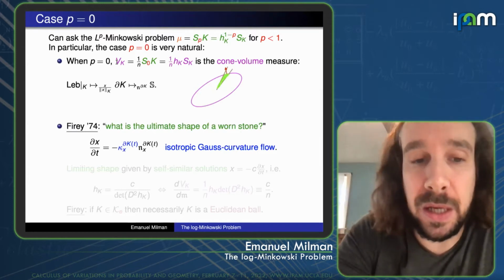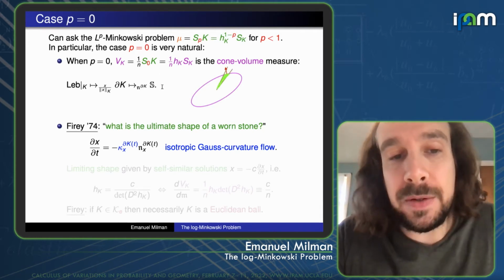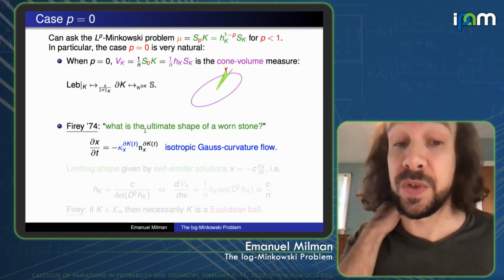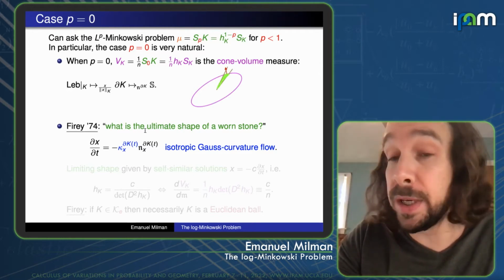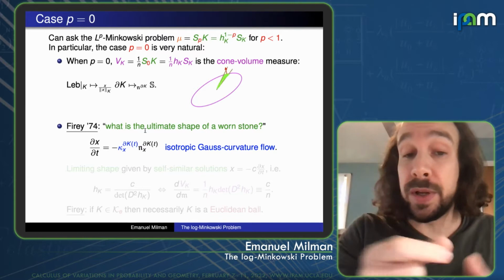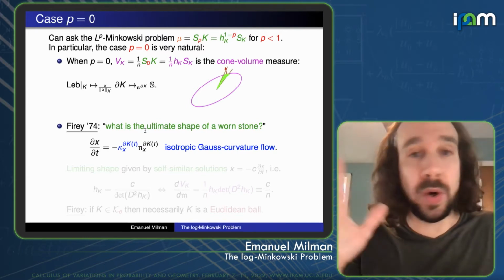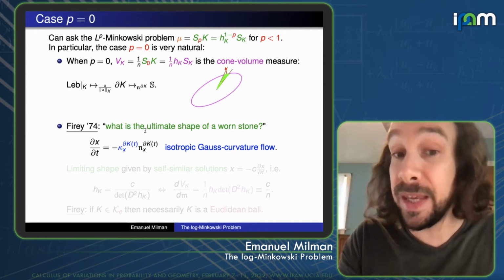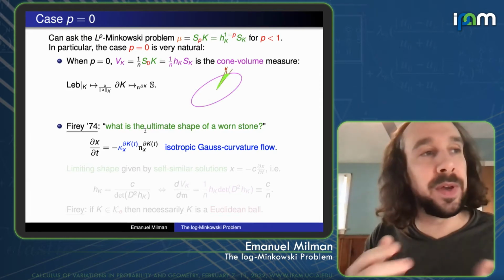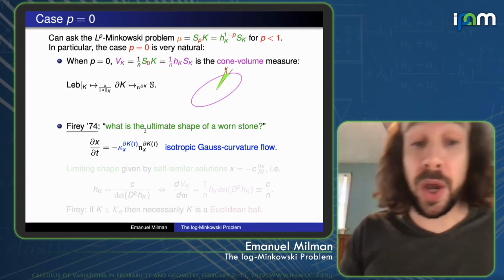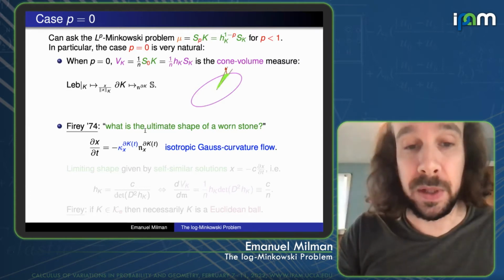Another reason is another work of Firey from the 70s, who asked, what is the ultimate shape of a worn stone? So basically, imagine that you're walking on the beach and you see a nice stone, a nice pebble, and the waves are hitting the pebble. Let's assume that the waves are hitting it from every direction with equal likelihood. This is called the isotropic case. And Firey tried to figure out what is the evolution equation which governs how the stone is going to be eroded until it reaches a single point.